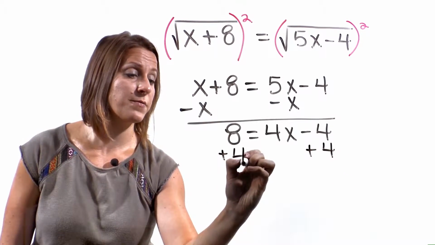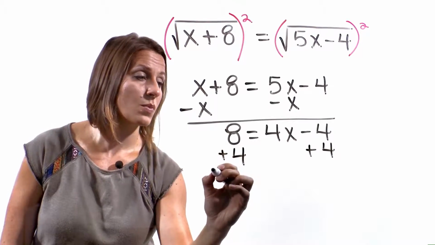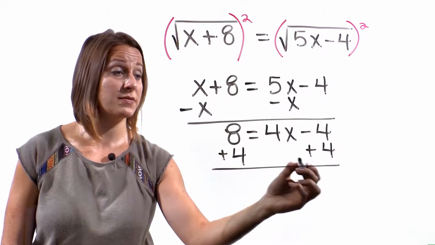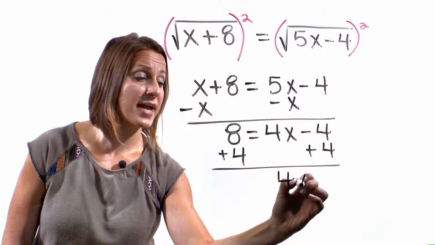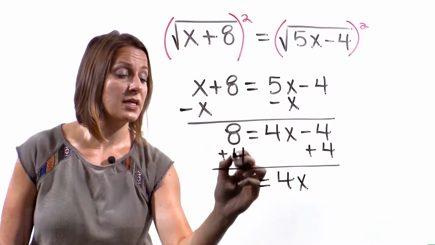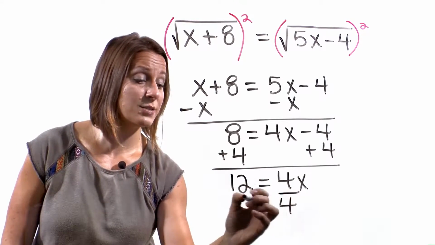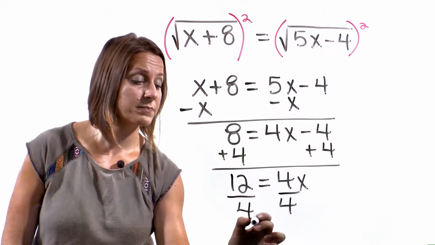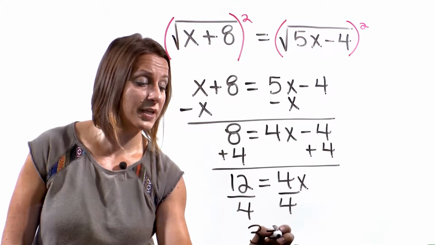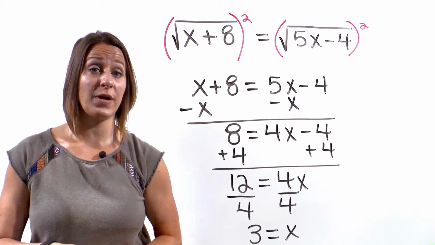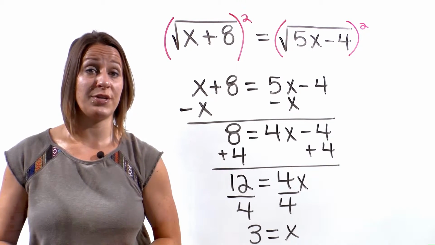I'll add 4. Minus 4 plus 4 cancels. So I have 4x equals 8 plus 4, which is 12. Divide both sides by 4. That will give us 3, or x equals 3. So the final answer to this problem is x equals 3.